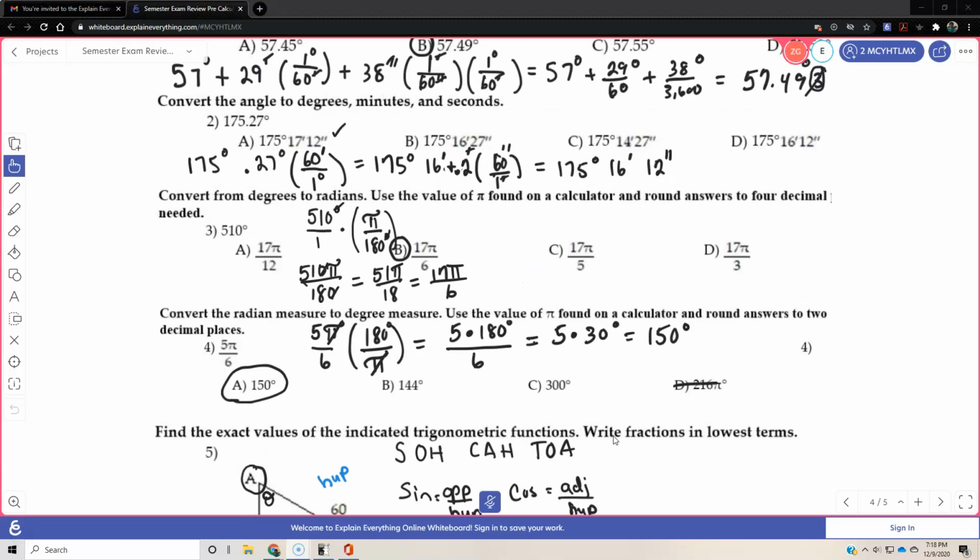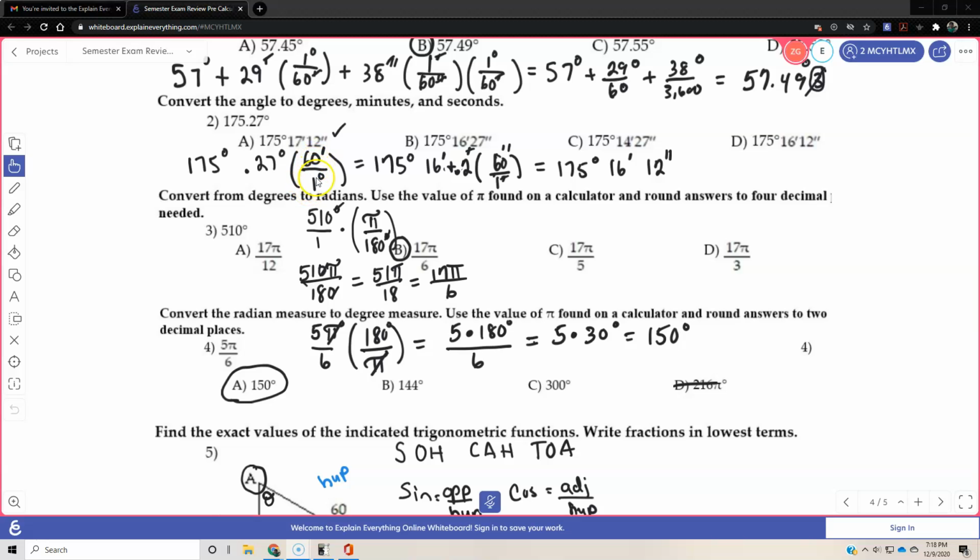So now we're going to convert this angle to degrees, minutes, and seconds. We're going to do the reverse of what we just finished doing. This is number 2. 175.27 degrees. So I have 175 degrees. That partial degree is 0.27 degrees times 60 minutes is 1 degree.